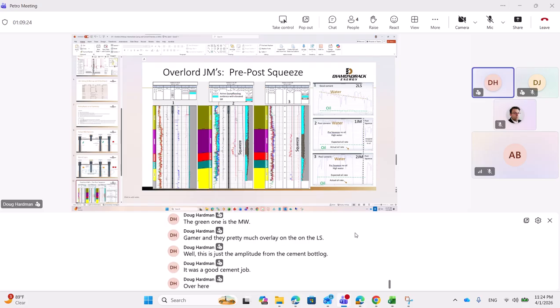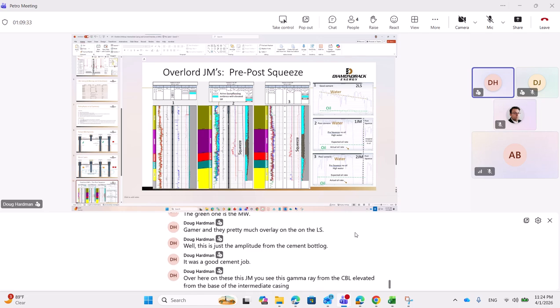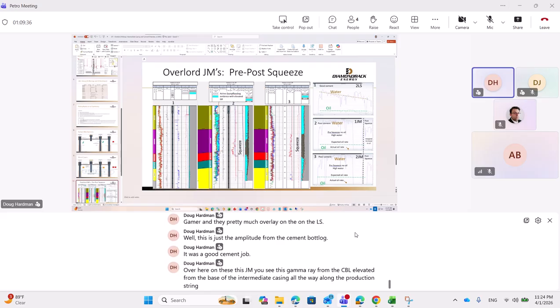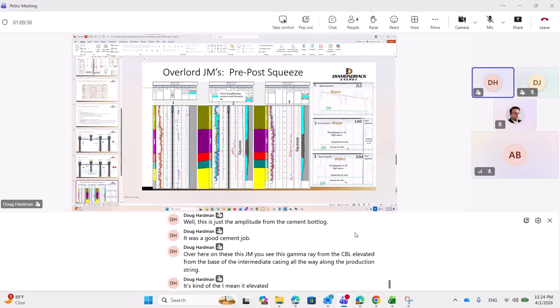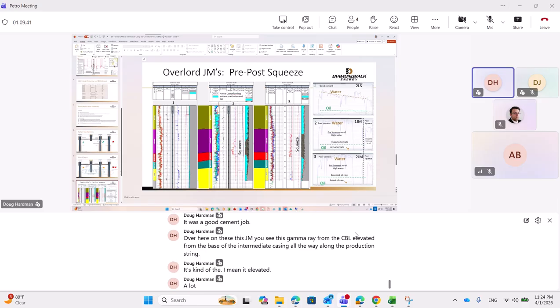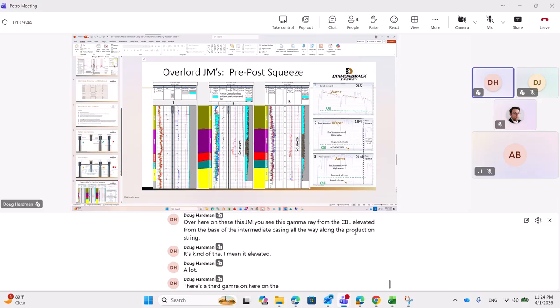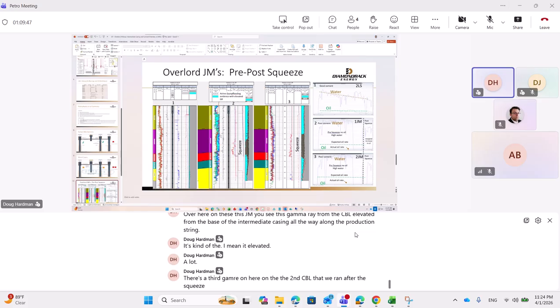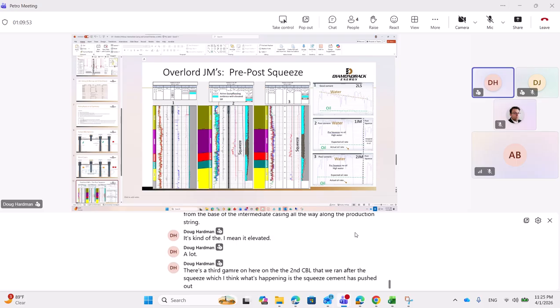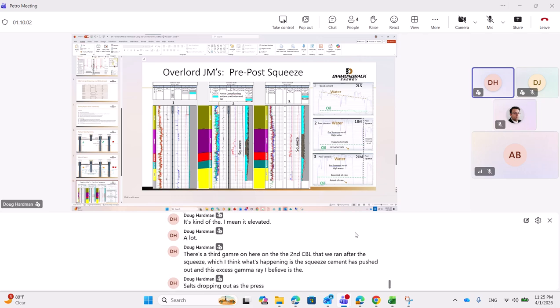Over here on this JM, you see this gamma ray from the CBL elevated from the base of the intermediate casing all the way along the production string. It elevated a lot. There's a third gamma ray on here, and the second CBL that we ran after the squeeze. What's happening, I think, is the squeeze cement has pushed out, and this excess gamma ray, I believe, is the salts dropping out as the pressure is dropping, being actively dump flooded down this well.